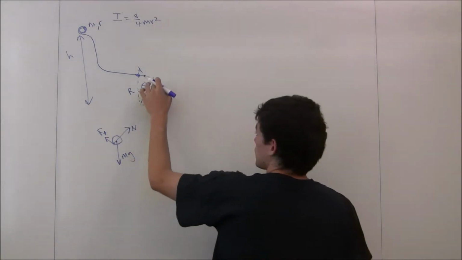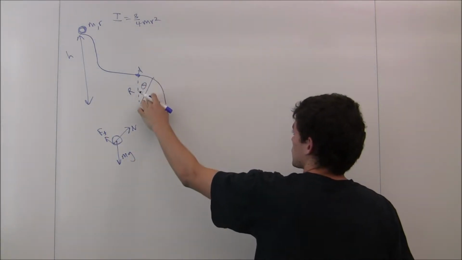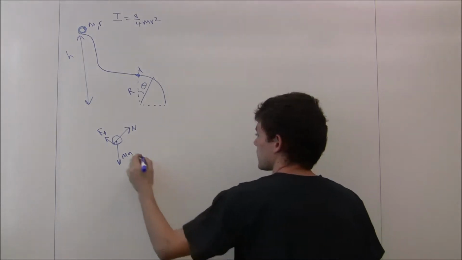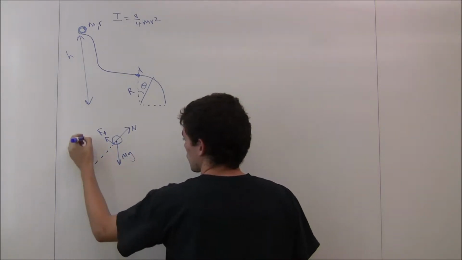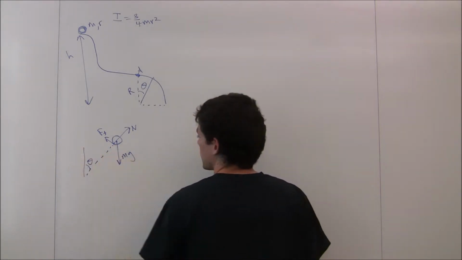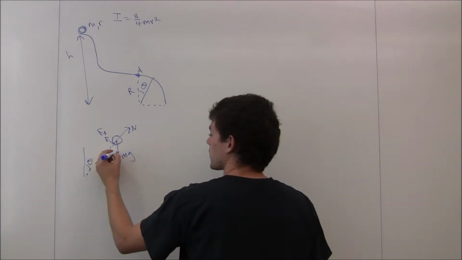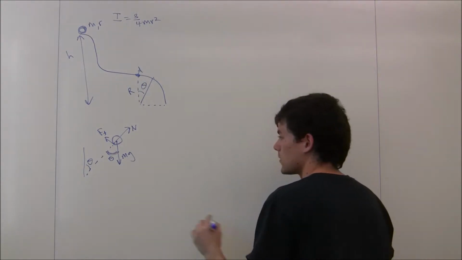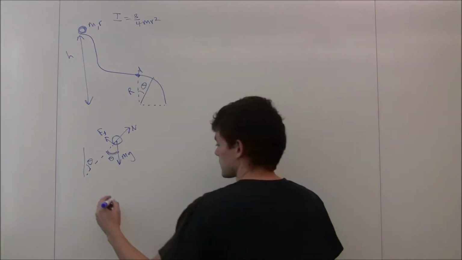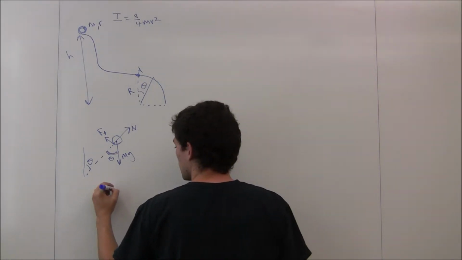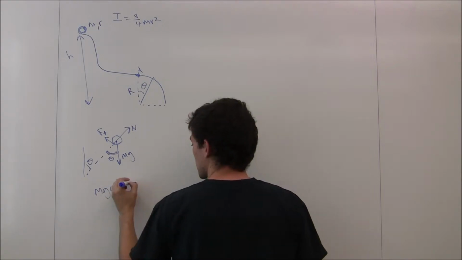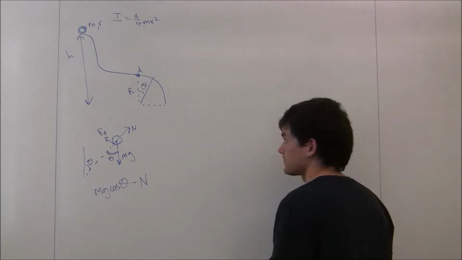So we know that the normal force points perpendicular to the surface, which means it's going to point along this angle theta. So this tells us that the normal force makes an angle theta with the vertical. And since mg is pointing vertically downwards, we know that there's also an angle theta here. This tells us that the radial component of mg is equal to mg cosine theta, and the total radial component of the force is mg cosine theta minus N.